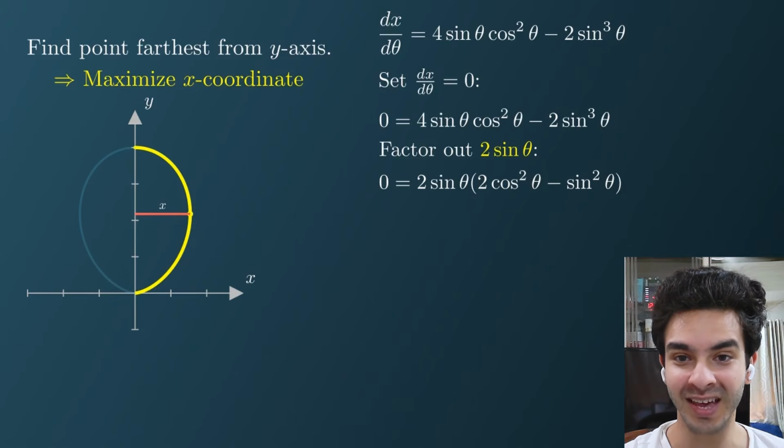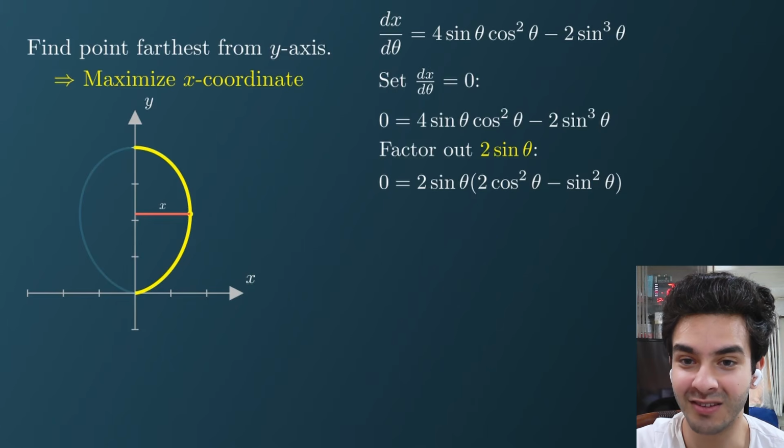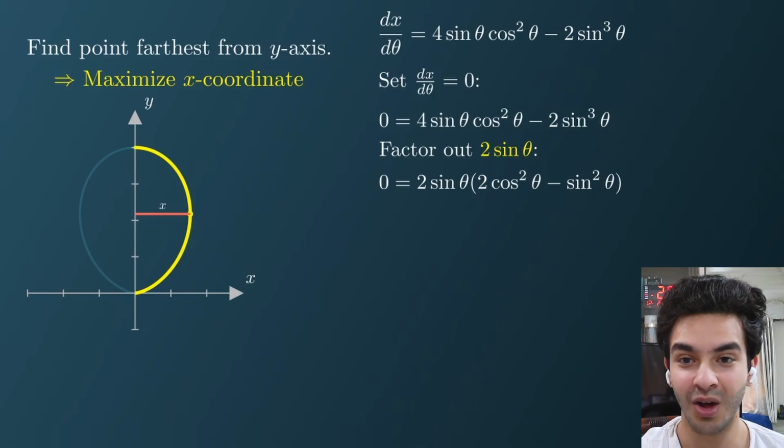If we multiply two things, the only way the answer can be 0 is if one of those things is also 0. Okay, so first let's focus on 2 sine theta. In our interval, theta is from 0 to pi upon 2, and in that interval, 2 sine theta is only 0 when theta is also equal to 0. Theta equaling 0 is already one of our endpoints, so we were going to consider that point anyway.